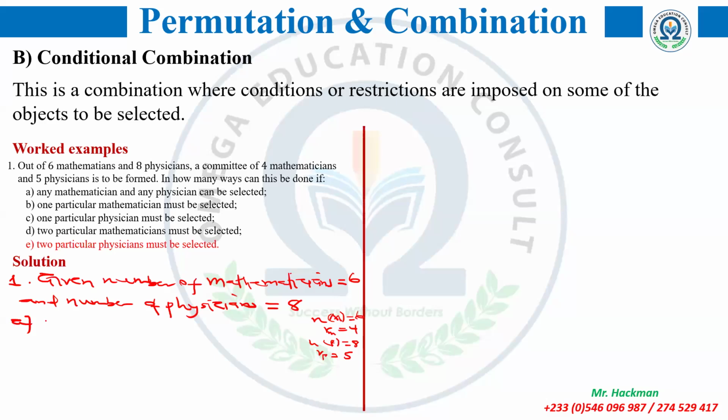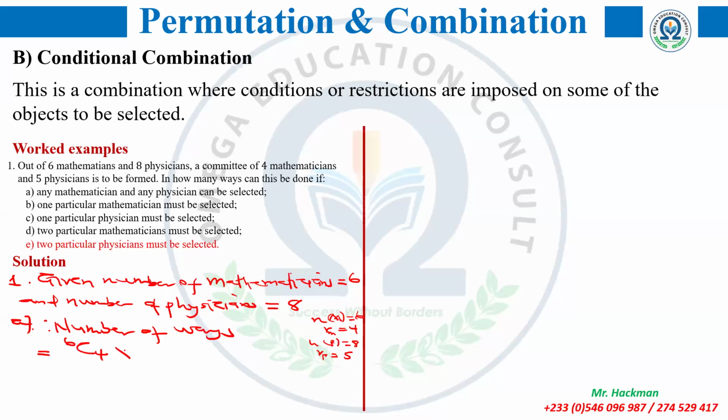Okay, so now let's go and look at the A. For A, there is no restriction, so I'll write there for number of ways. It will be equal to, I will select mathematicians from mathematicians and physicians from physicians. So mathematicians, I have 6 mathematicians and I'm supposed to select how many? 4, so it will be combination 4. All correct?